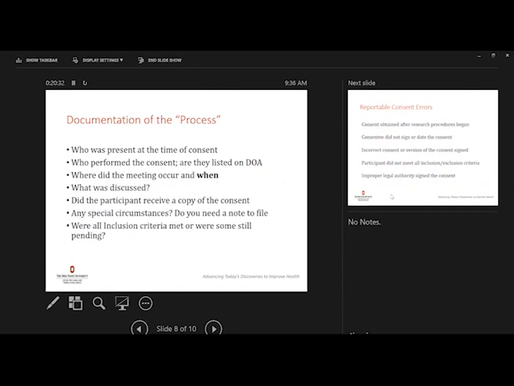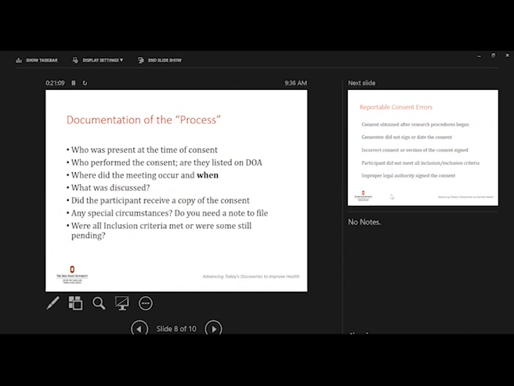Documenting the process. This is one of the things that when you first get started in clinical research, you always say, well, what do the regulations tell me to do? And if you go looking for a regulation that's going to spell it all out for you, you won't find it. The FDA has a way of saying, here's what we kind of want, but then it's up to the coordinator to figure out how they want to do it. So it's very important that you document what actually occurred at the time of consent.